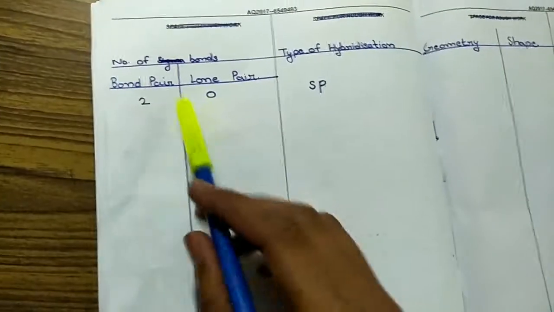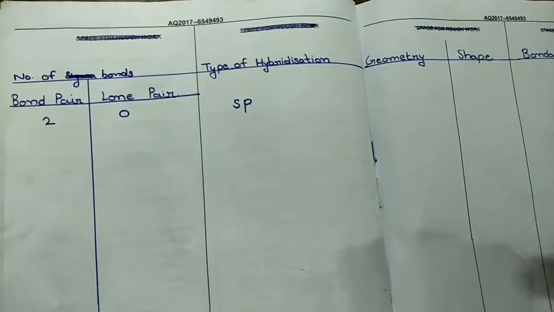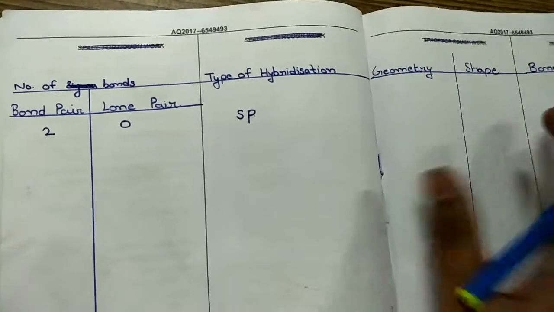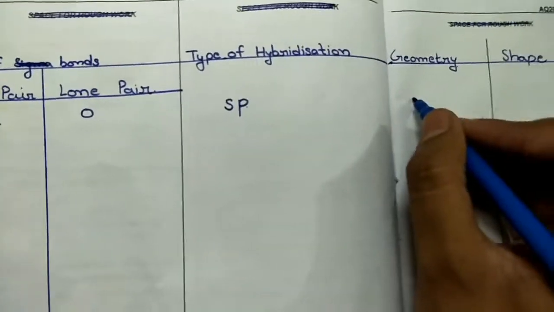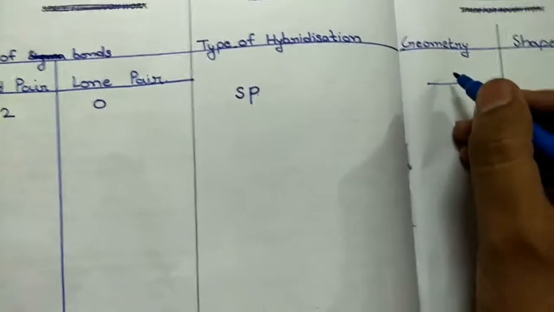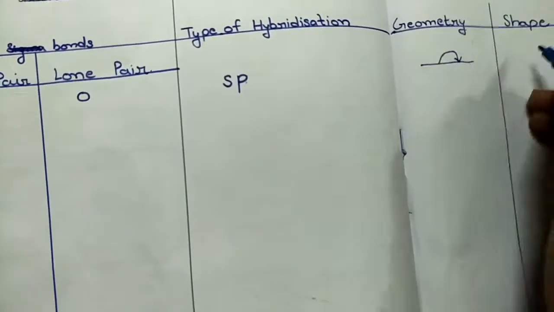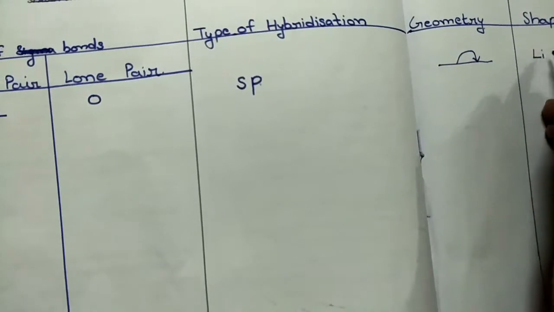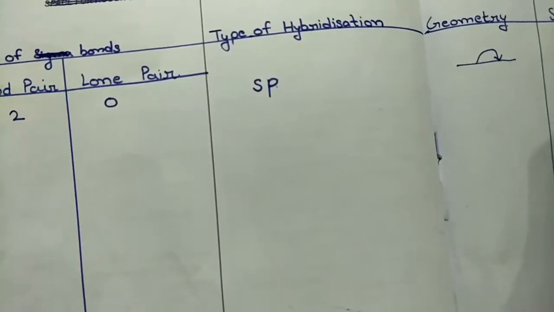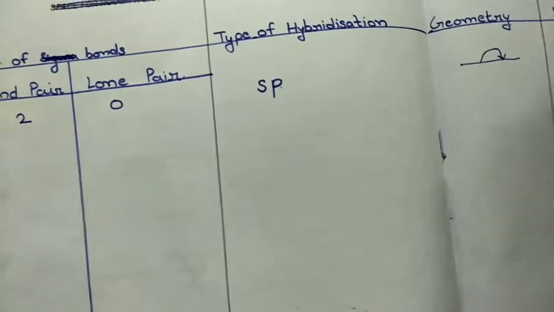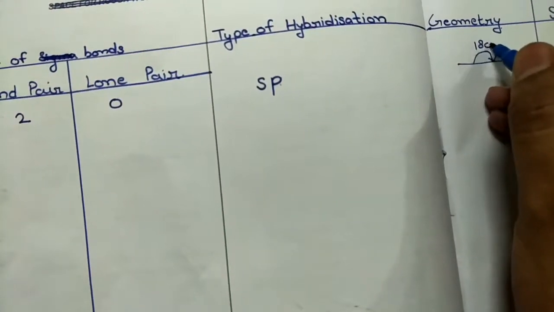The first thing that you are seeing is bond pair 2 and lone pair 0. So the hybridization would be sp. The geometry for this hybridization is linear, and its shape is linear. The bond angle is 180 degrees. This angle is 180 degrees.